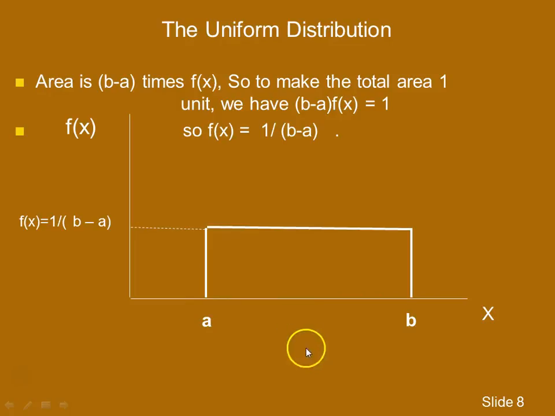So to make this a legitimate density function that has a total area of 1 unit under it, we would need this base, b minus a, times this height, which will be f of x, to equal 1. So I have that up here in this equation. B minus a times f of x must equal 1. This distance times this distance has to give us 1 unit. Solve that for f of x, and you get f of x has to be 1 divided by b minus a. So I've placed that right over here. The height of this function has to equal 1 over b minus a.